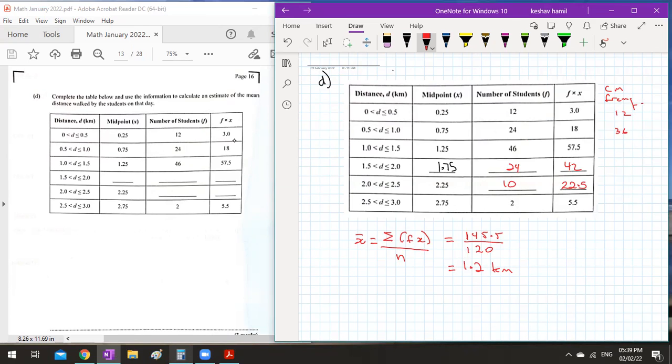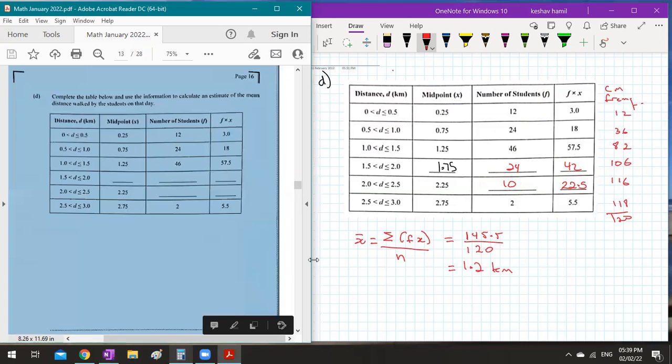and then 36 add 46, 82, add 24, 106, add 10, add 2. Okay, something wrong with the maths. Because it's supposed to be 120 at the end. You get 118. So something might be wrong with this here, but it all depends on your graph.